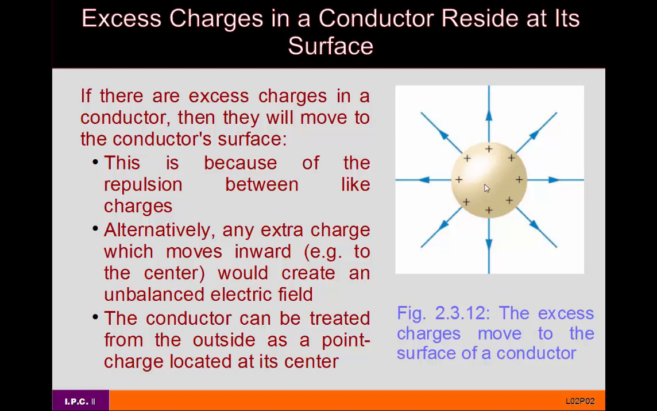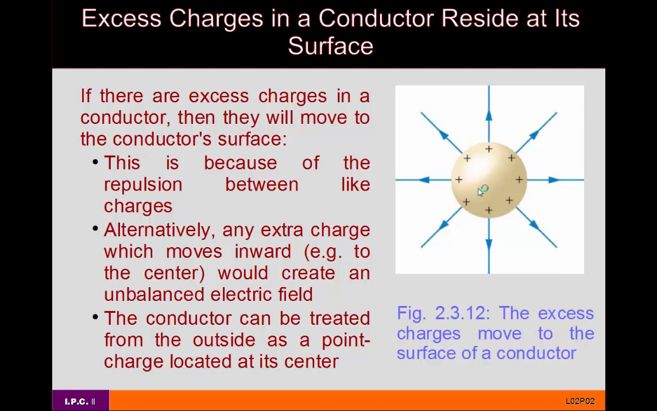Basically, if there are any other charges or holes, then this thing is going to get repelled until it's as far away as it can be from the others, which is ultimately going to stick it somewhere on the surface. And basically the charges will then rearrange themselves on the surface so that they are uniformly distributed, provided that there's no external electric field. Any extra charge that moves inward basically creates an imbalance in the electric field, and so therefore you no longer have a conductor which is at equilibrium.